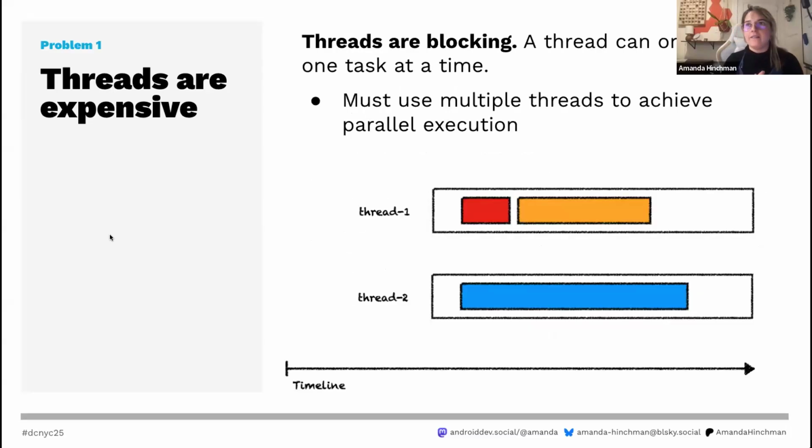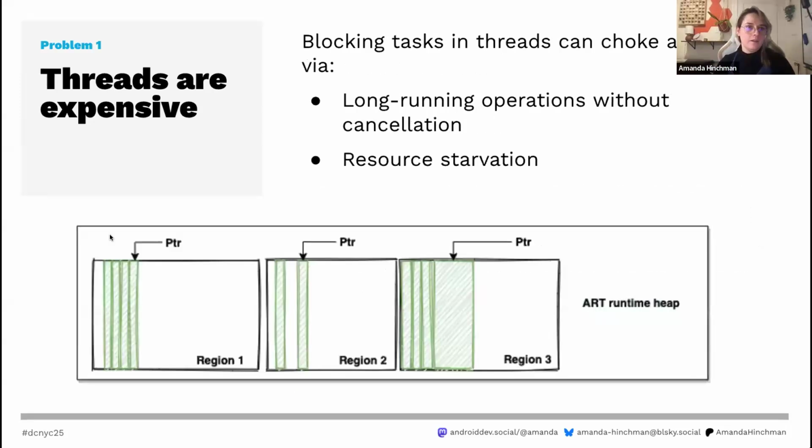Okay, next, to add on to this problem, threads are blocking in execution. Each thread can only run one task at a time. And if you want to have multiple bits of work running, you need to have multiple threads. That goes back to threads being pretty expensive, so you have limits.